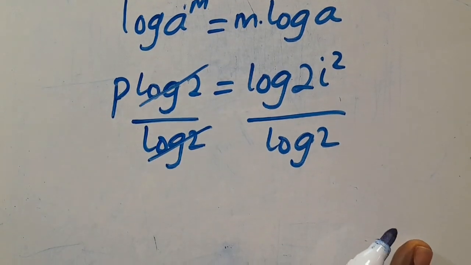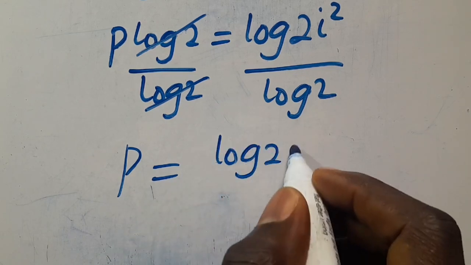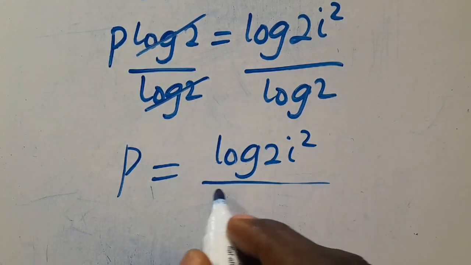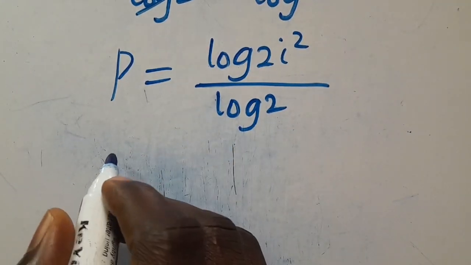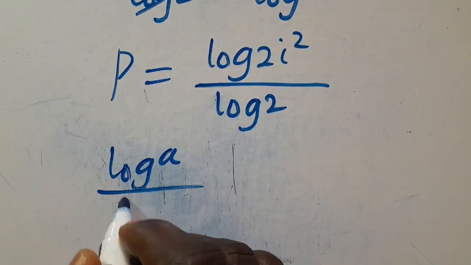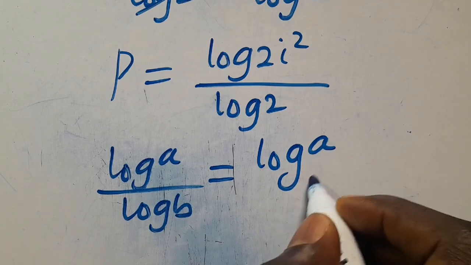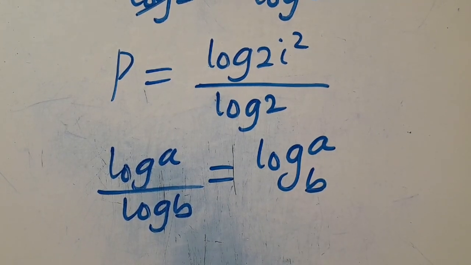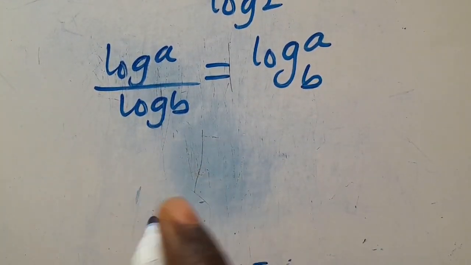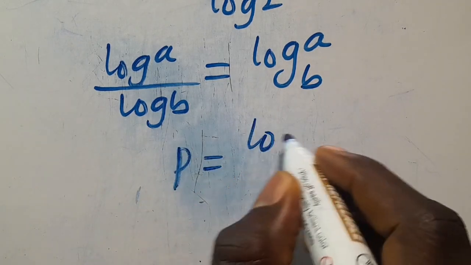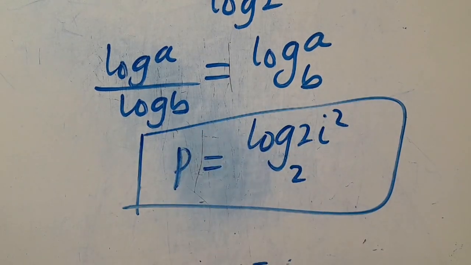This and this will cancel. So we're going to have p equals log of 2i to the power of 2 divided by log of 2. Then let us also recall that when you have log a divided by log b, this can be simplified as log of a in base b. So when you apply it here, the value of p equals log of 2i to the power of 2 in base 2. That's for case 1.